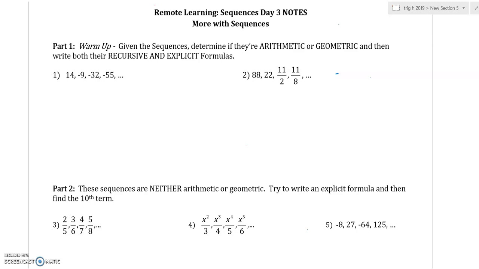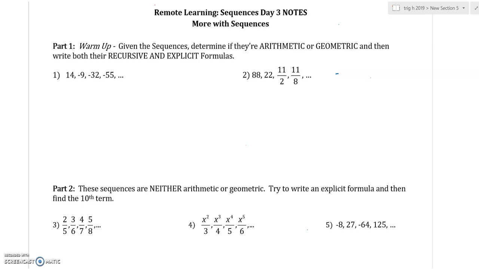So a little warm up right now. We're going to start with 2 sequences, and I would like you to decide, are they arithmetic, geometric, or neither? So you might want to pause the video for a minute and take a look at each one and decide arithmetic or geometric. Go ahead and do that now.